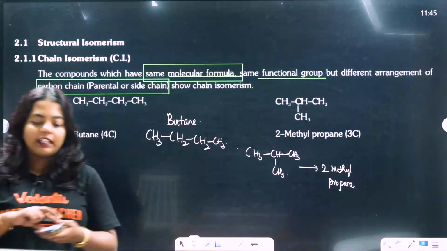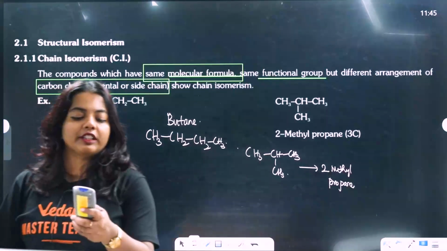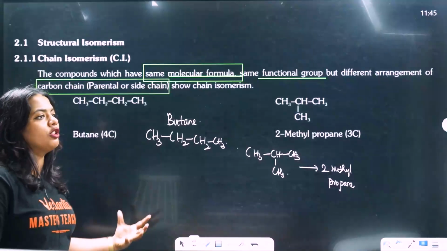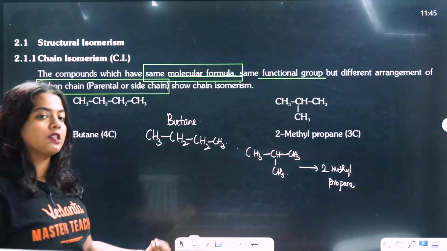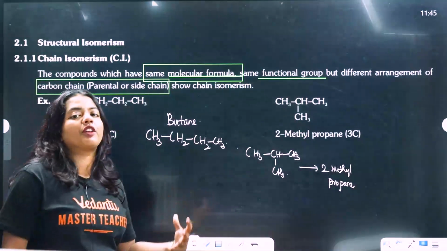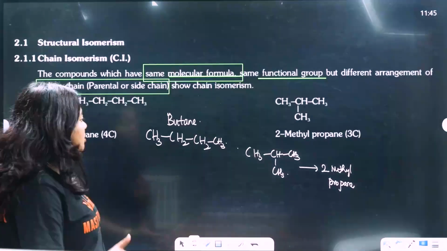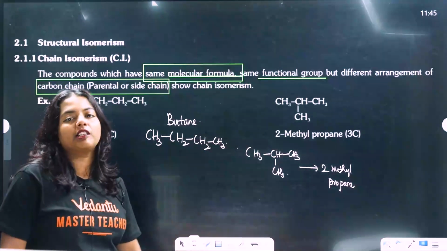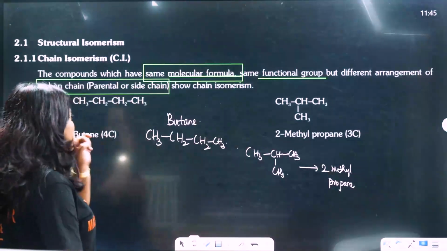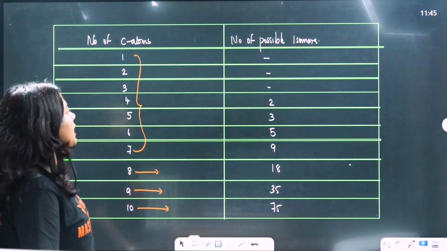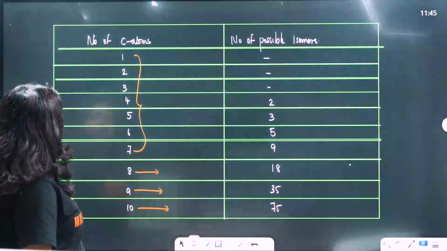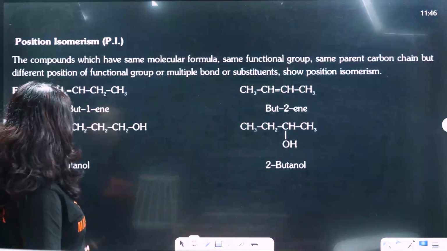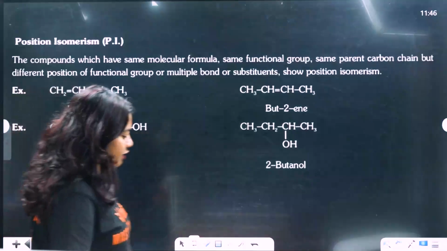Is there any difference in their molecular formula? No, the molecular formula, the number of atoms, will be the same. But they do have a difference in their properties, right? And here the parent chain has 4 carbon atoms, here only 3 carbon atoms. So this is an example of chain isomerism. Before that, let me discuss positional isomerism also.